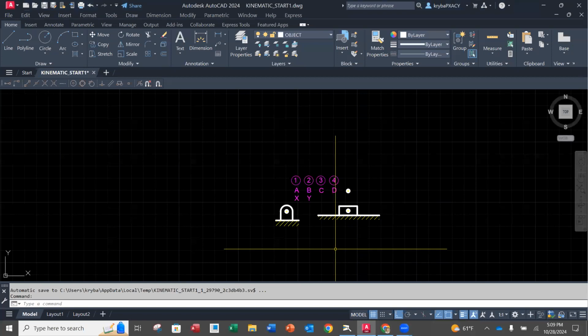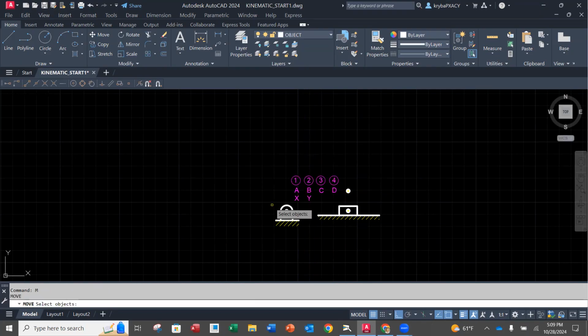So I'm going to open up AutoCAD. I'm not going to go step by step on this one. I'll just do it in the background here, but I'll let you draw yours as well.